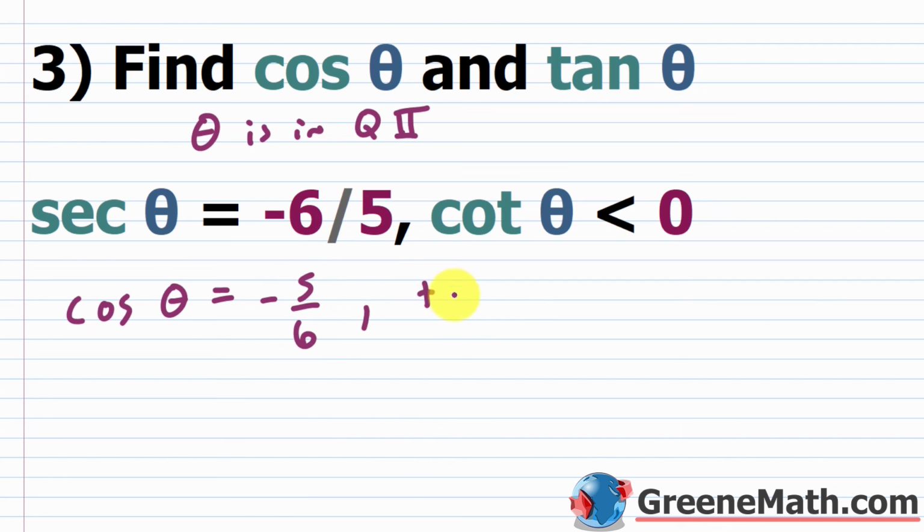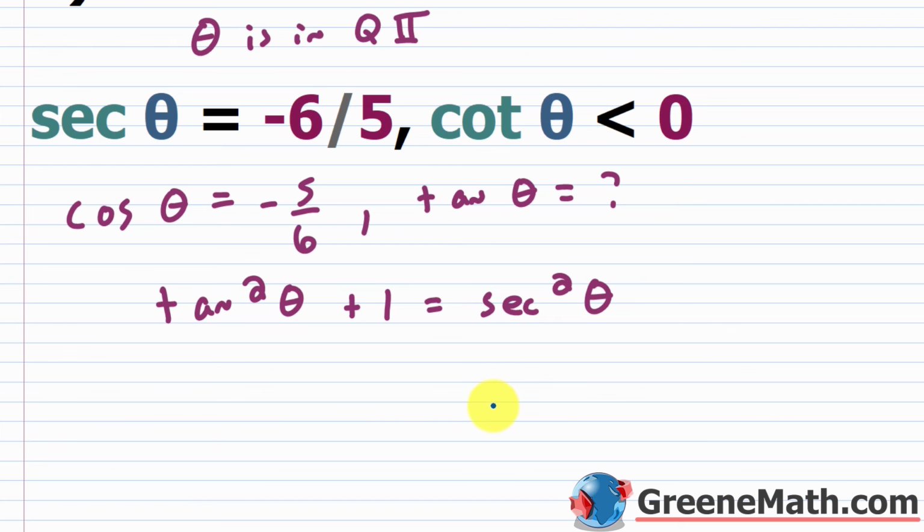And then additionally, we want to find the tangent of theta. So that's equal to what? Well, we're going to use a Pythagorean identity where we're going to say that the tangent squared theta plus 1 is equal to secant squared theta. So at this point, we know that secant of theta is negative 6 over 5 or negative 6/5, however you want to say that. So I'm just going to square that. So let's square this negative 6/5.